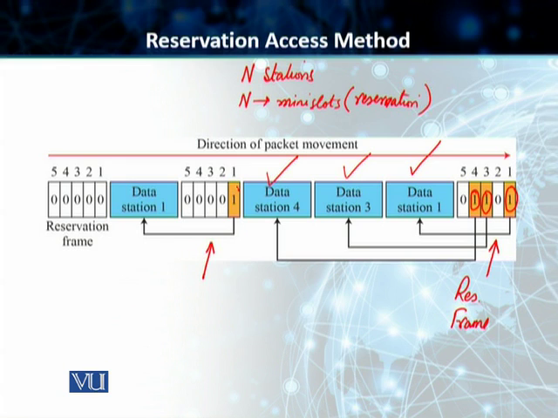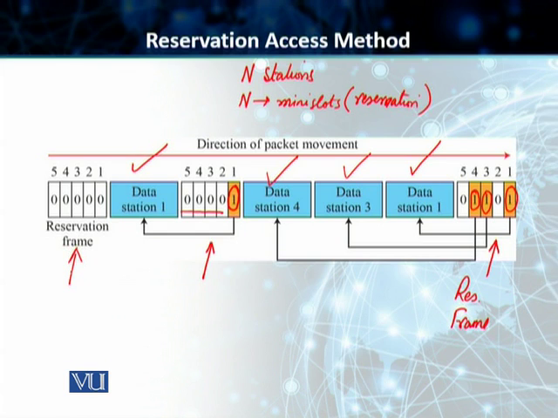This time, only station 1 has got data to send. All the other stations have got nothing to send. So this is followed by the data for station 1. After that, we have another reservation frame, and this time none of the stations has got anything to send.